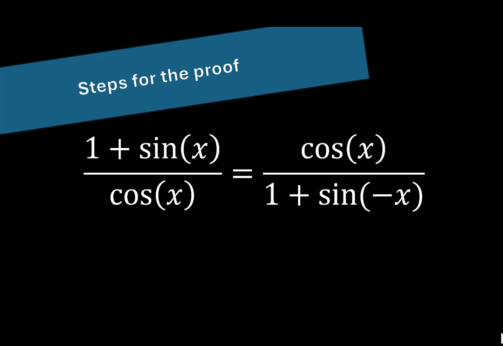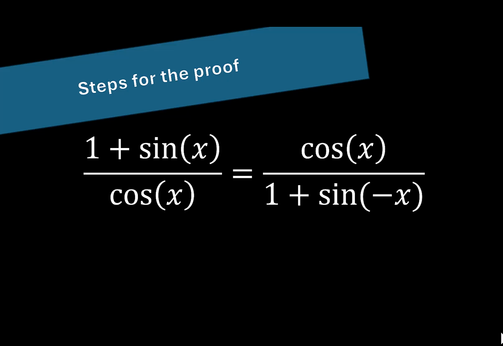Everybody, today I'm going to show you steps for the proof that (1 + sin x)/cos x is equal to cos x/(1 + sin(-x)). Anytime you do a proof like this, what you want to do is start with one side and end up at the other side. We are only going to manipulate one side of our original equation and we should end up with the other.